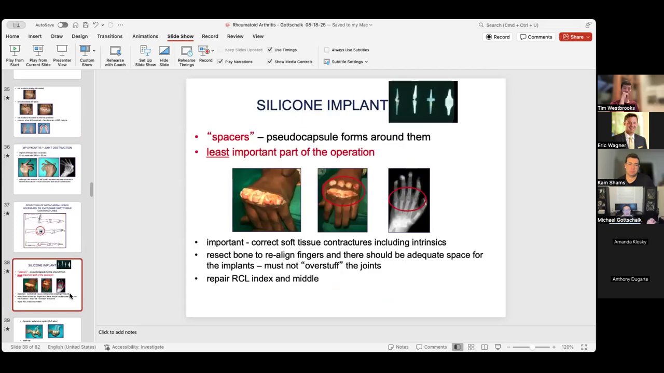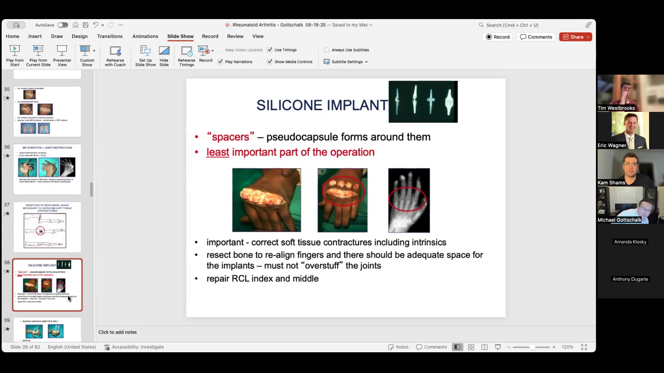And so these are the various implants that have been used before. They're often silicone implants for spacers, and a pseudocapsule will often form around them. It's the least important part of the operation as far as what size we're putting in. It's often related to how much resection did you make of the metacarpal head? Did you release the intrinsics? Did you do cross intrinsic transfers? Did you release the volar plate?